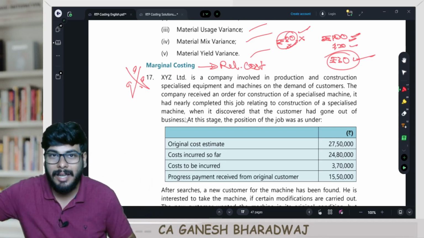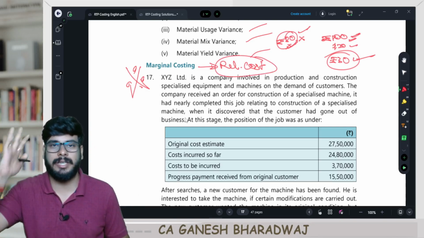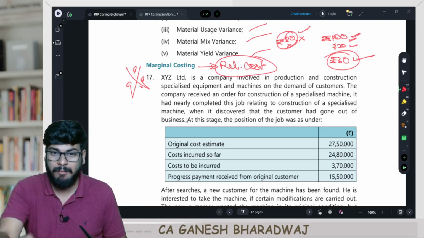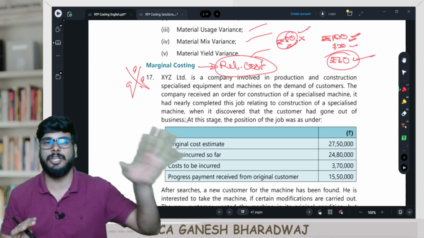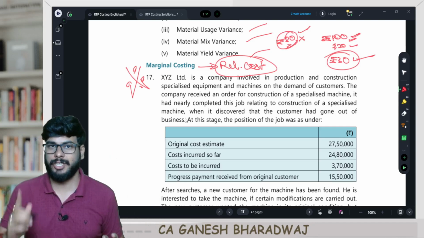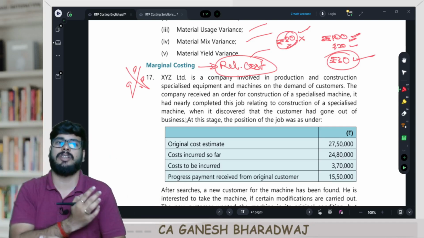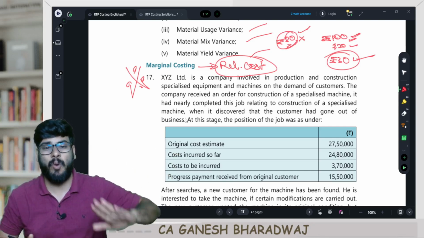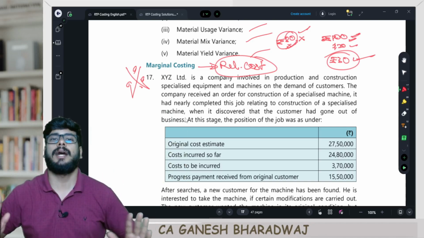Now, in this kind of situation, the concept of relevant costing comes into picture. At that time, whatever is relevant, that alone needs to be taken into consideration for the purpose of arriving at a decision. Are you clear with this? And one of the most important concepts in relevant costing is sunk cost. Whatever cost you have already incurred is absolutely irrelevant for your decision making. Are you clear with this?